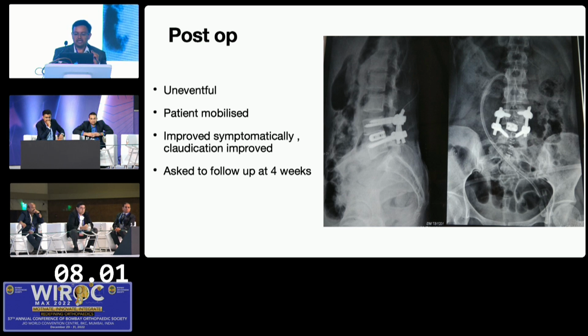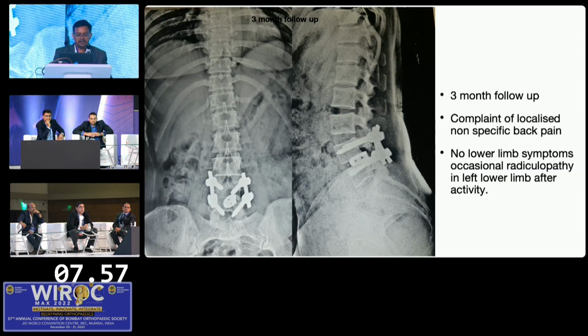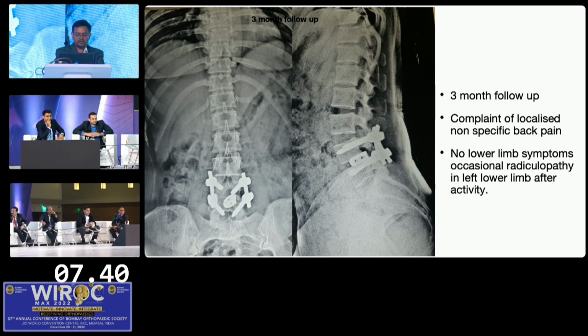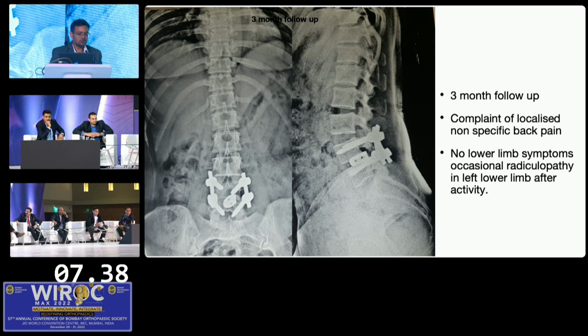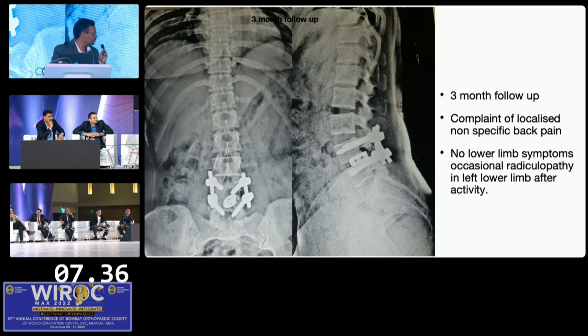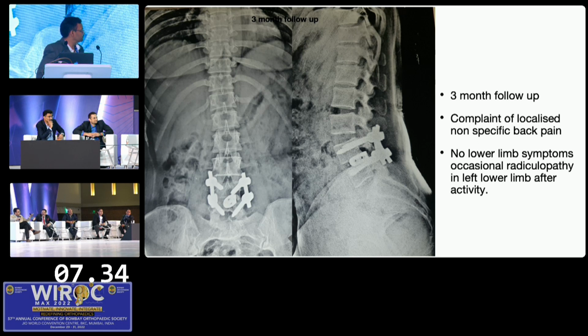And as usual, they did a suture removal at their native place, and the patient presented at the end of 3 months with this finding. At the time of presentation, I must mention that the patient had a localized non-specific back pain on the suture line, which is there in most of the patients, and there was no obvious radiculopathy. There was some intermittent radiculopathy the patient complained of, but no continuous pain. So Dr. Deepak, what would you like to do at this point of time?